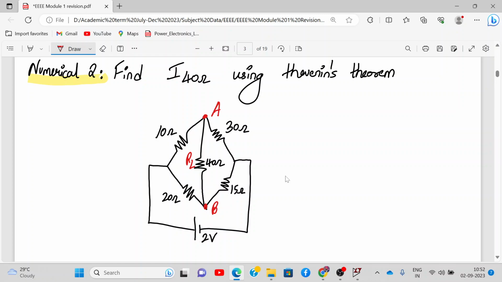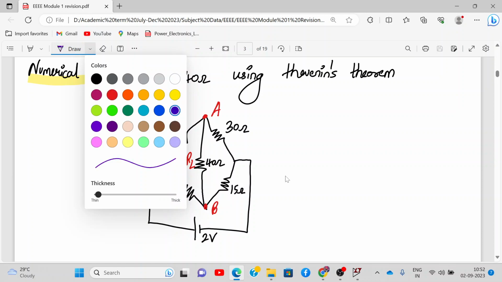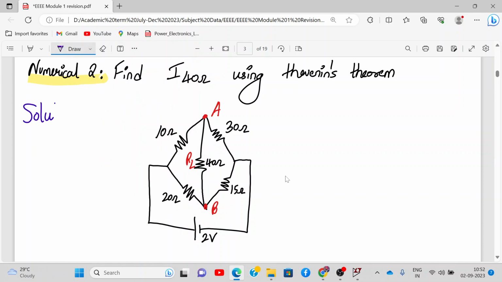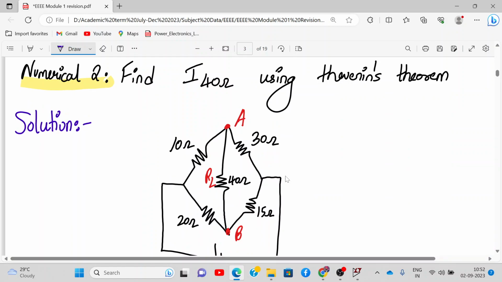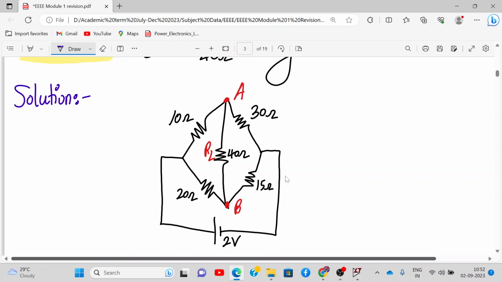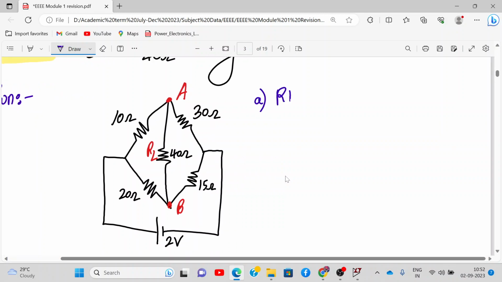All right, have you drawn the circuit? Can we start? Everyone has drawn the circuit? Yes, sir. Okay. Now we start, and first thing we calculate is RTH. So how do you calculate RTH? Remove RL. Okay. Let me write over here. So first thing you do over here is remove RL, and then short circuit the 2 volt voltage source.